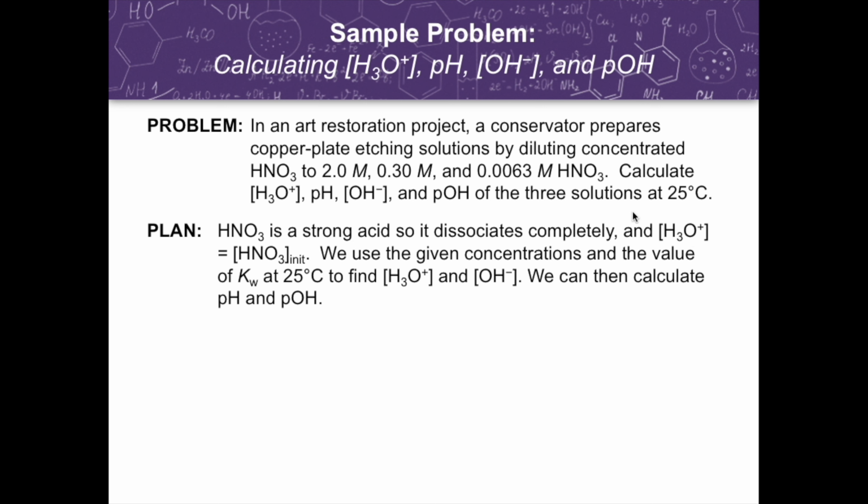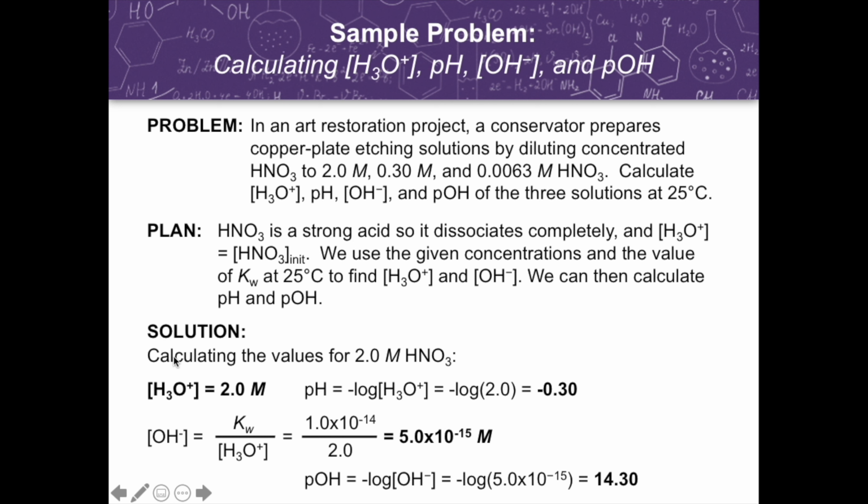We use the given concentrations and the value of K sub W at 25 degrees Celsius to find the hydronium ion concentration and the hydroxide ion concentration. So, we can then calculate the pH and the pOH. The hydronium ion concentration here is equal to 2.0 molar, and we can calculate the pH by using the formula negative log of the hydronium ion concentration. So, negative log of 2 is equal to negative 0.30.